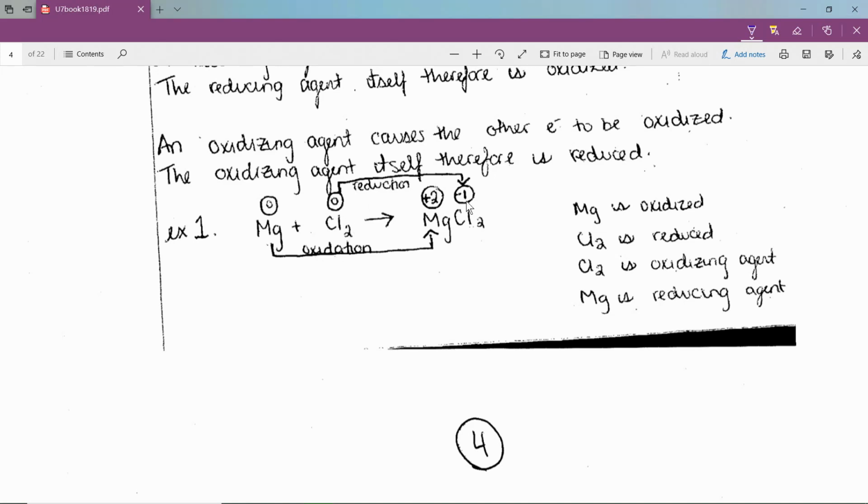Reduction: chlorine goes from 0 to -1, so that is reduction. So we say that magnesium is oxidized, chlorine is reduced. Chlorine is the oxidizing agent because it's reduced, and magnesium is the reducing agent. So we have labeled everything possible in that first example.